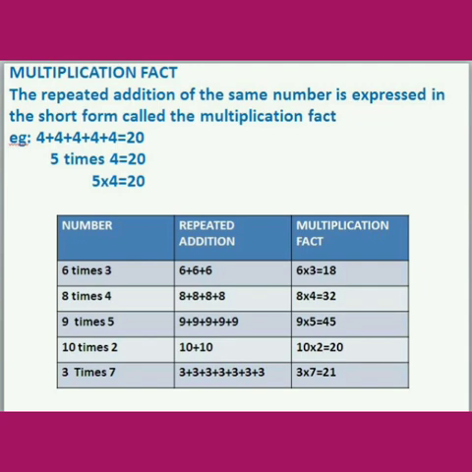Then 10 times 2: 10 plus 10 is the repeated addition form, and 10 into 2 equal to 20 is the multiplication fact form. And then 3 times 7: 3 plus 3 plus 3 plus 3 plus 3 plus 3 plus 3 is the repeated addition form, and 3 7s are 21 is the multiplication fact form. So, to write the repeated addition in a short form, we are using the multiplication fact.